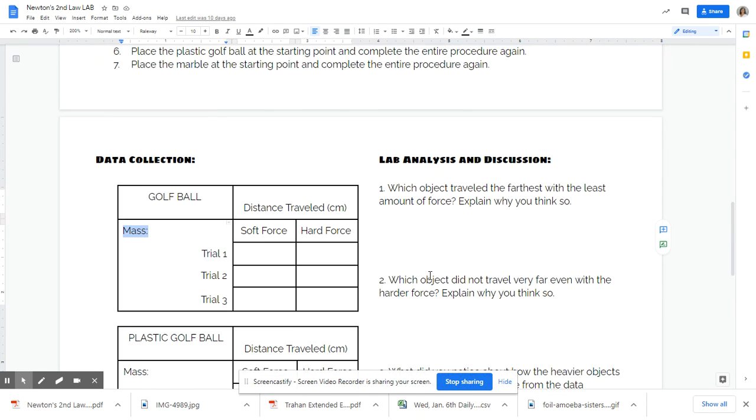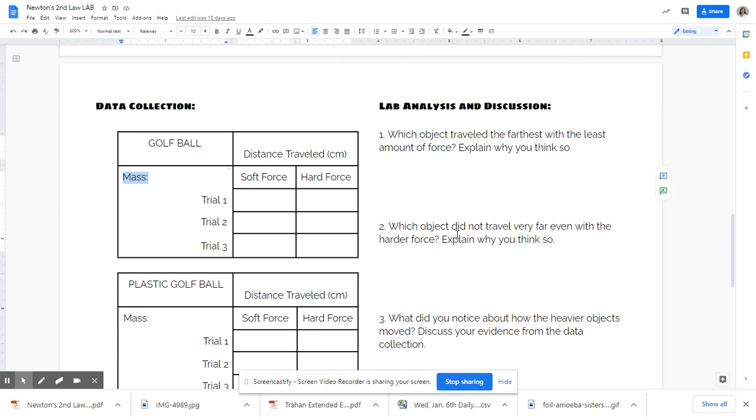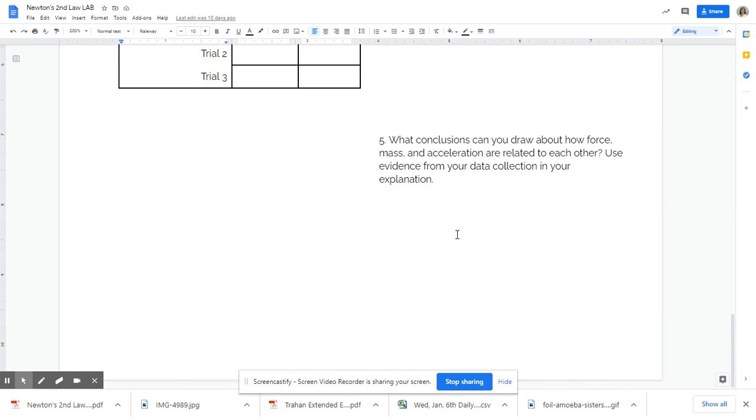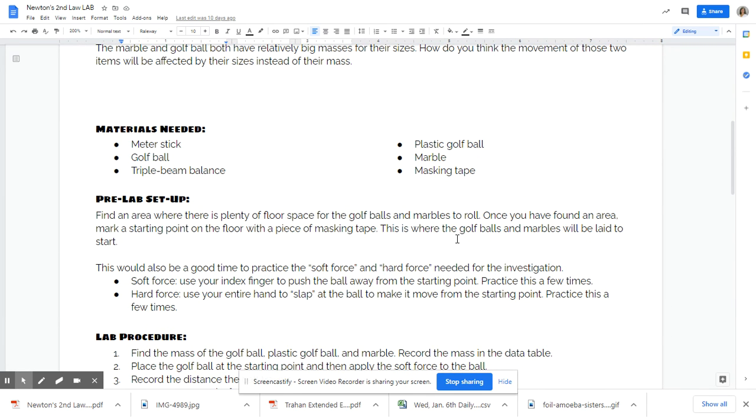Okay, of course, once you do all of that, then you will be able to get on to your lab analysis and the discussion that's right here. You have 5 questions to answer. Once you do all of this, of course, you can go ahead and submit your lab document.